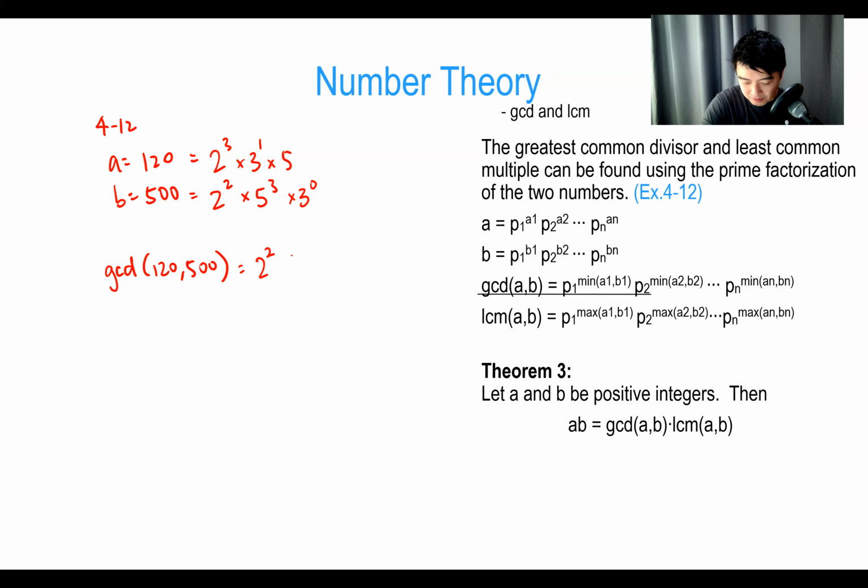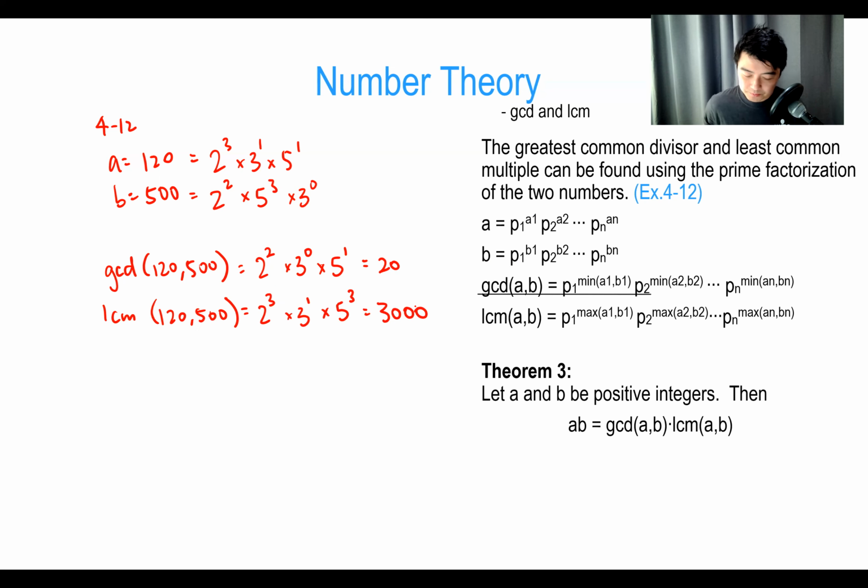So what is the smaller? The smaller is 3 to the 0, so I keep 3 to the 0. Again, for the 5, I have 5 to the 1 and 5 to the 3. I keep 5 to the 1. So very quickly, the GCD of 120 and 500 is calculated to be 20. Similarly, I can do the same for the LCM. The LCM of 120 and 500 is going to be the larger of the two. So this time we take 2 to the 3, we take 3 to the 1, and we take 5 to the 3, and we have 3,000 as the LCM of those two numbers.